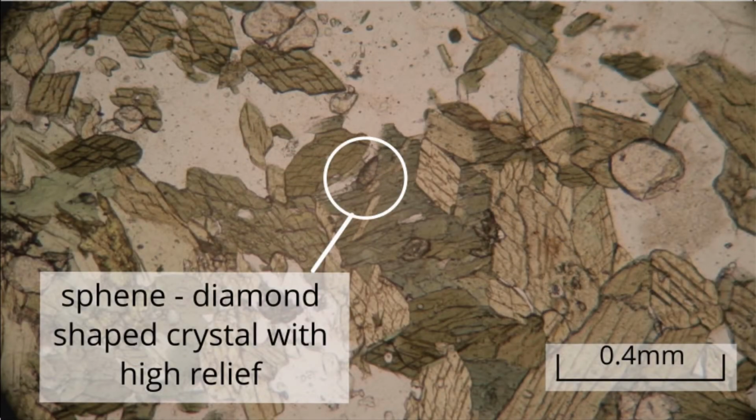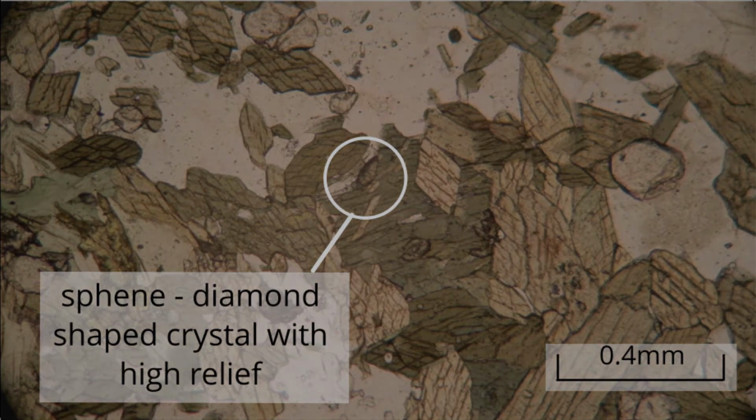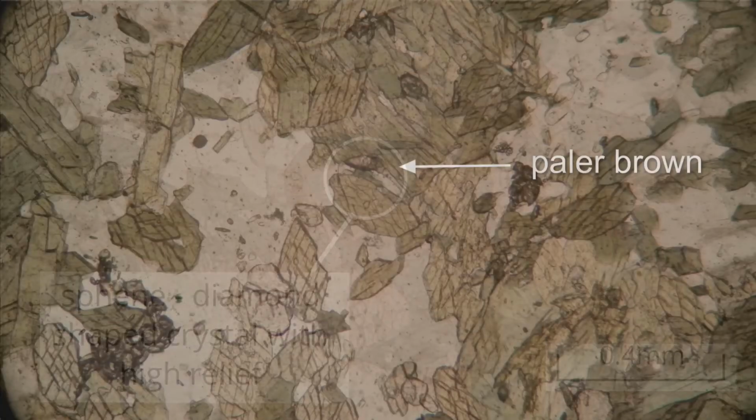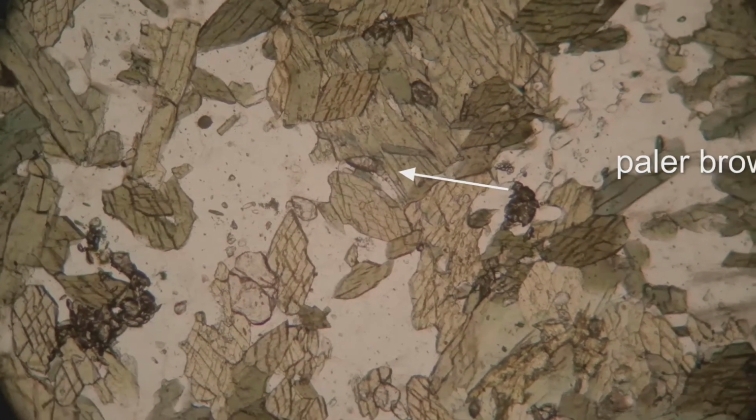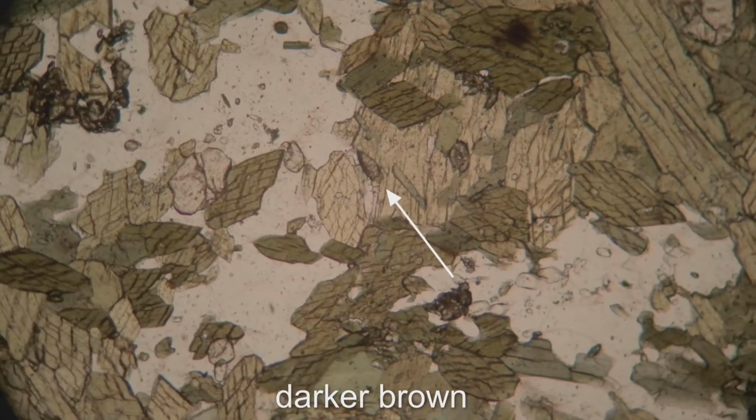There is also an accessory mineral called sphene. In plain polarised light, it forms brownish coloured, diamond-shaped crystals with very high relief. It also shows pleochroism as the stage is rotated.